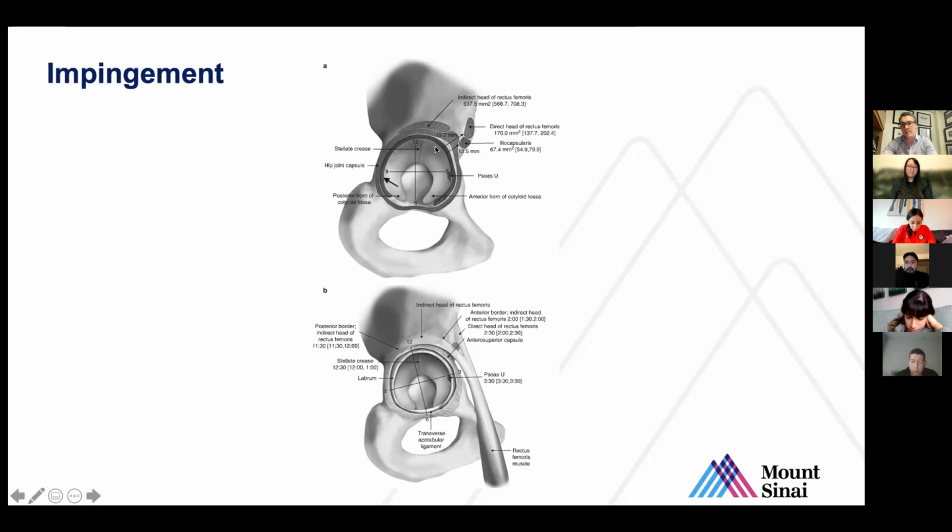So the acetabulum, I said, this is the acetabulum here, and right over here, this gap here, well, that's where your transverse acetabular ligament is. So this is why I said the labrum goes about 270. It's not 360, right around here.